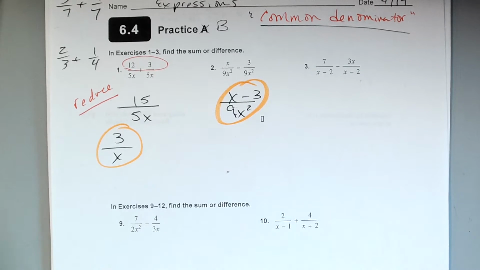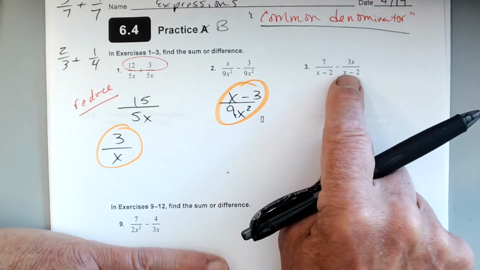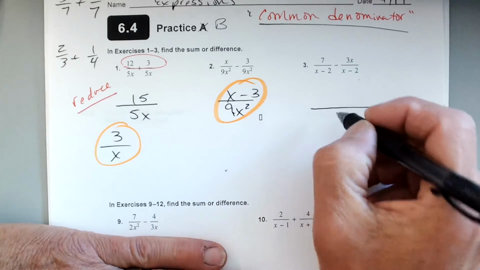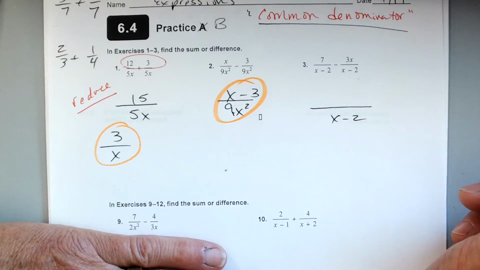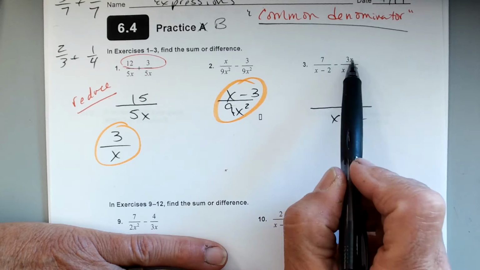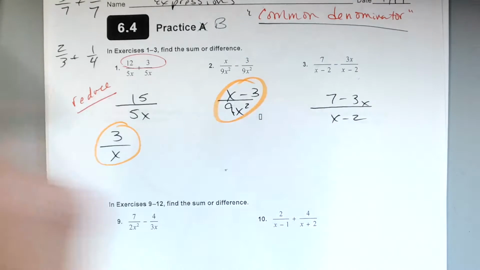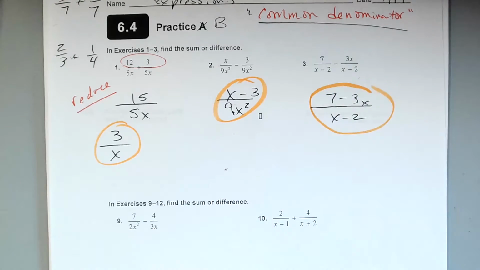All right. Number 3. Okay, we have a common denominator. This isn't so bad. x minus 2. And so then I want to subtract 7 minus 3x. Well, 7 minus 3x is just 7 minus 3x. That's all we can do. It won't factor, it won't reduce. We're done. Pretty easy so far, right? Okay, let's look at 9.